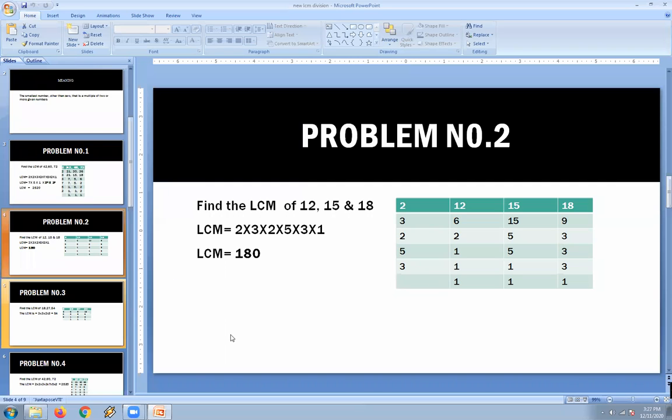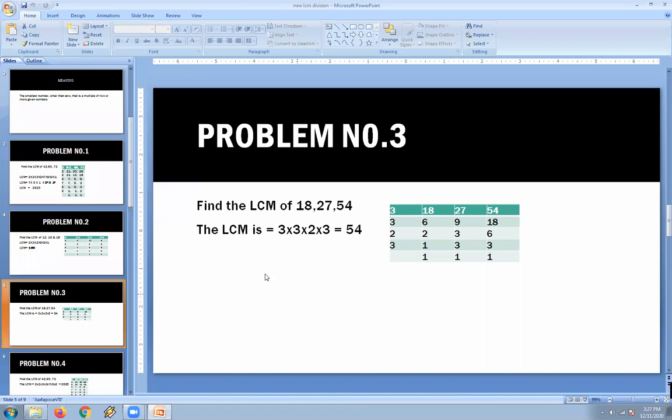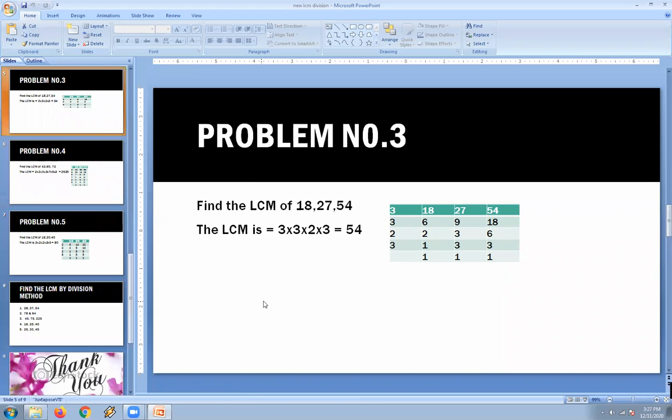And similarly, we can see the third question here. Find the LCM of 18, 27 and 54. Just simply imagine in which table all the 3 numbers will be easily divisible. We should go with the smallest numbers.